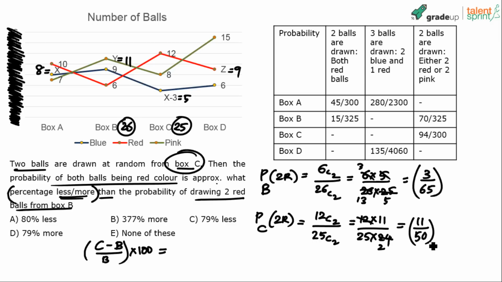What is C? 11 by 50. So 11 by 50 minus B. What is B? 3 by 65. Divided by B. What is B again? 3 by 65 into 100.